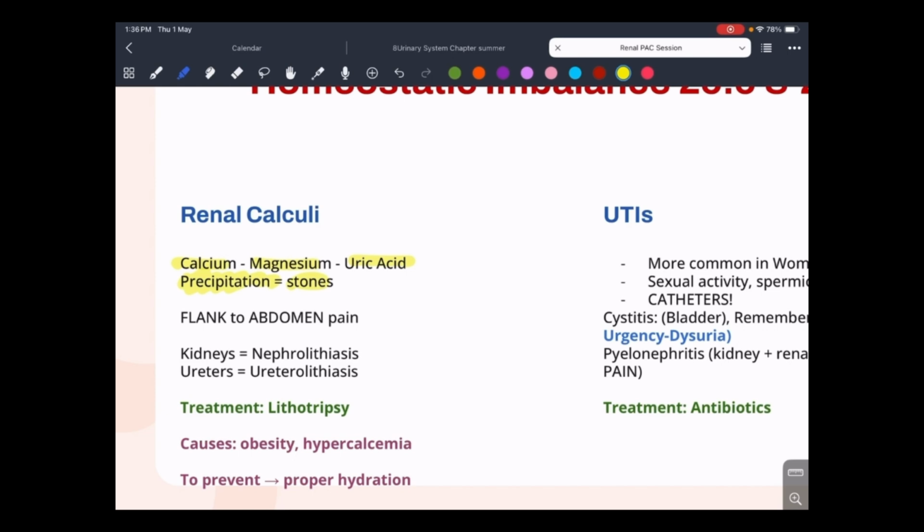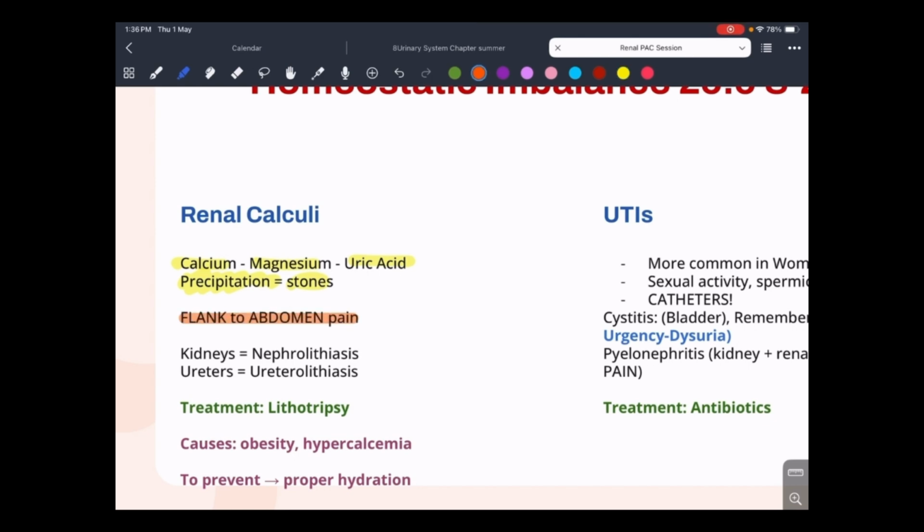Why can they precipitate? Could be due to multiple reasons. Could be due to an increase of these substances in the blood, like hypercalcemia, or it could be that they're not being excreted, so they kind of precipitate in the kidneys or in the ureters, and then they form a stone, which is very, very painful.